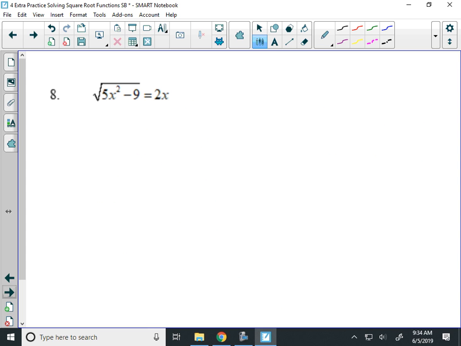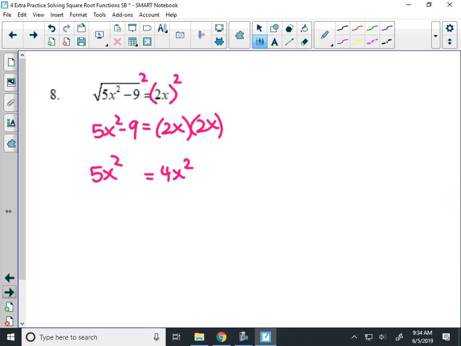Number 8. All right, when I square both sides, we did a problem like this in our practice 1 or our notes. The square goes away on the left, but when I square the right-hand side, I actually have to write it twice. 2x times 2x is 4x squared. Now here's what I have. I want to get all the x squared terms on one side, so I'm going to subtract 4x squared from both sides, and I get 5 minus 4 is 1x squared minus 9 equals 0.